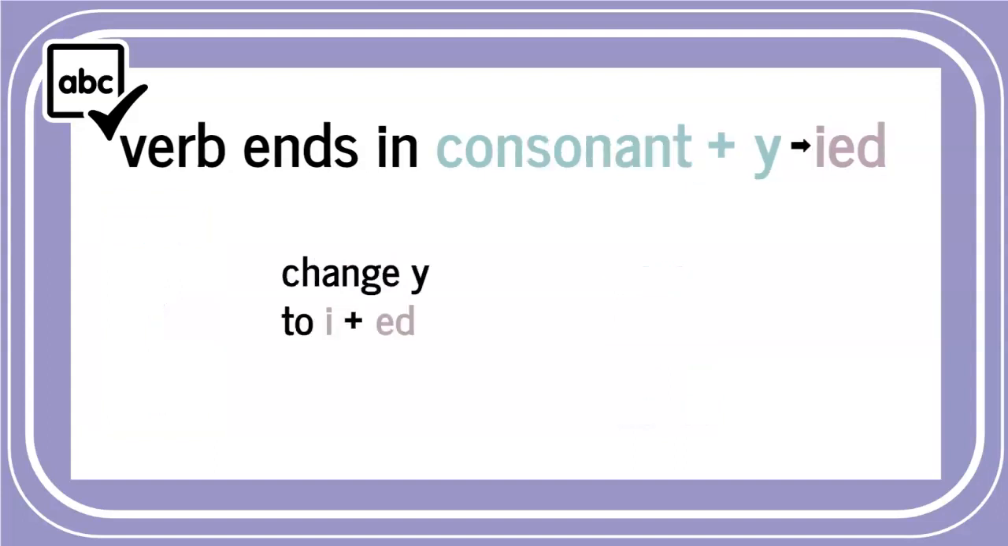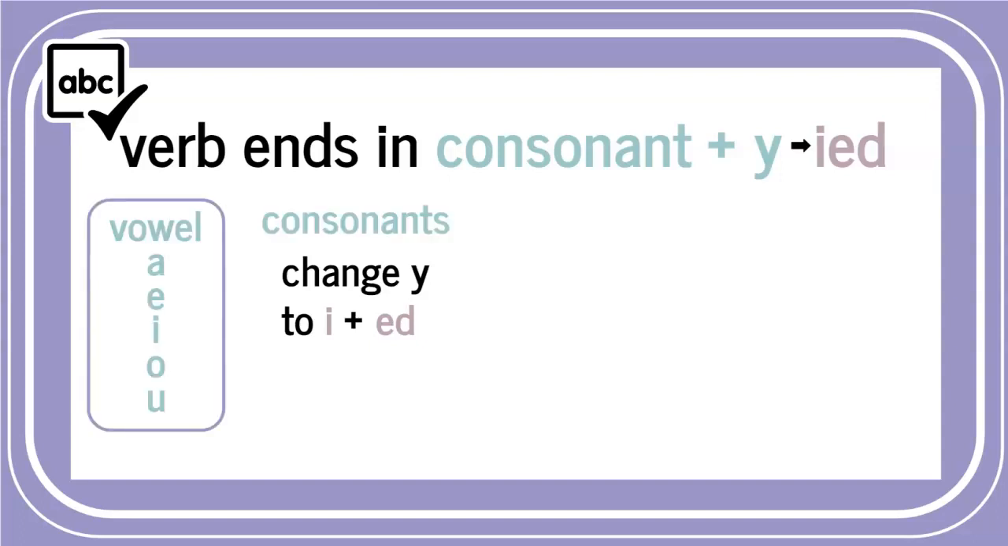The next rule, if the verb ends in a consonant and the letter Y, we change the Y to an I and add ED. So what is a consonant first, right? We know the vowels are A, E, I, O, U. So consonants are letters that are not the vowels. So for example, B, C, D, those are consonants, right?